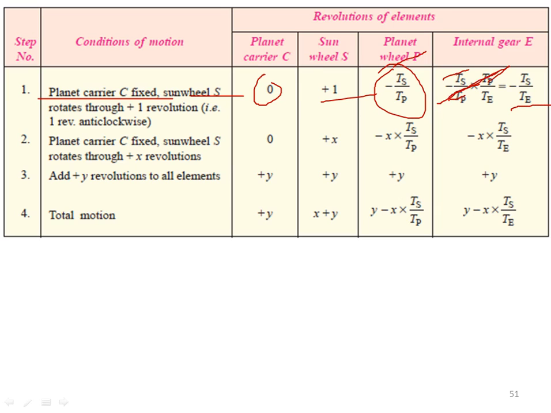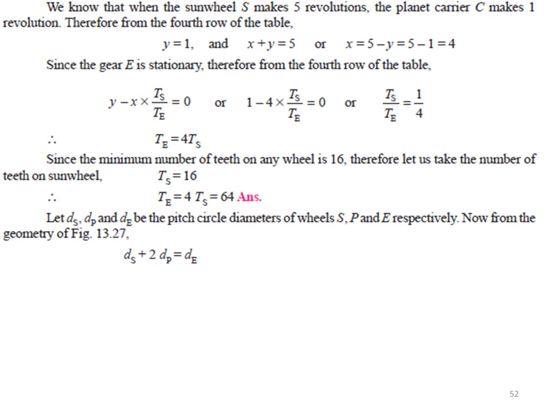So directly we'll be getting, if you add x and y, you get y here for C, and for the sun you get x plus y, then for P you get y minus x into Ts by Tp, and for E you get y minus x into Ts by T. Then after solving this table, next go with the condition.